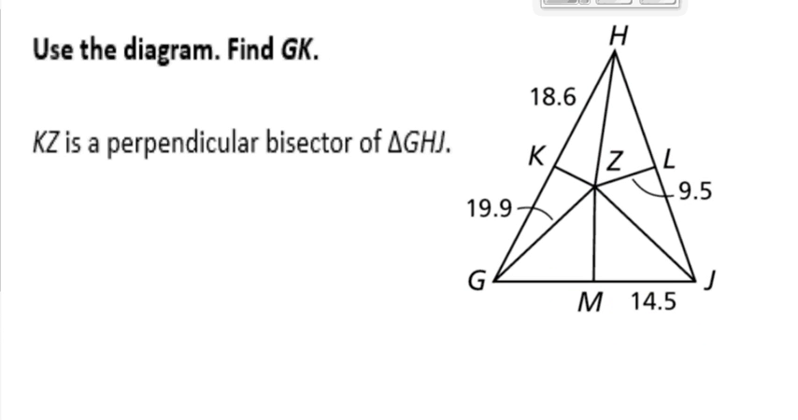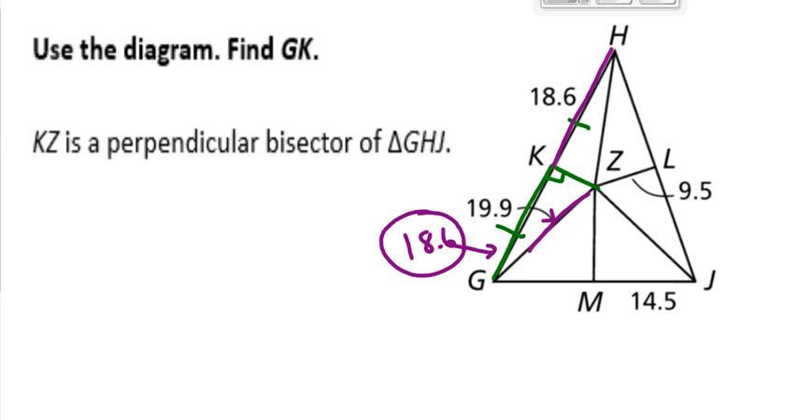Use the diagram to find GK. All right, GK would be this line segment right here. And you will notice that because this is a perpendicular bisector, this segment has to be congruent to this. And they've actually given me a measure for the second half of this segment, which is 18.6. So this is also 18.6. Now, if you were thinking it was 19.9, you didn't look closely enough, because the 19.9 is actually talking about this other segment here. So make sure that you're reading your drawings correctly.